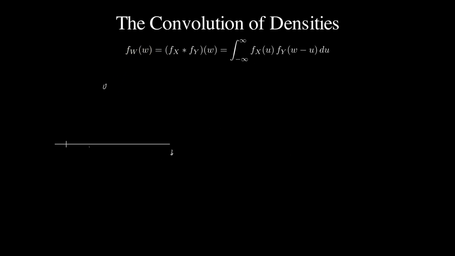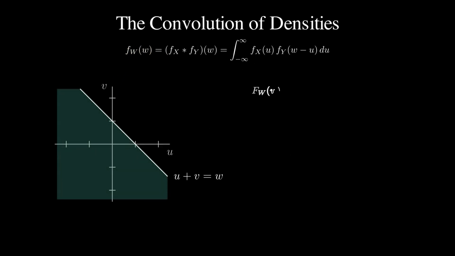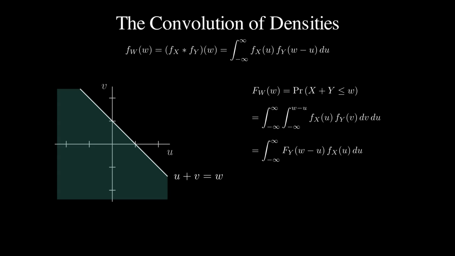To prove it, go through the CDF. The probability that W is at most w is the probability that the pair (X, Y) lands in the half-plane below the line u plus v equals w. Independence factors the joint density, so the inner integral runs the density of Y up to w minus u, and that is a value of the CDF of Y.